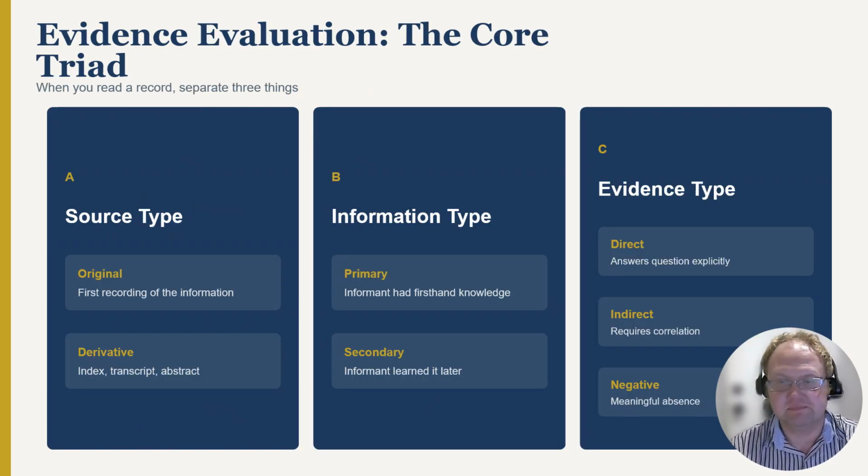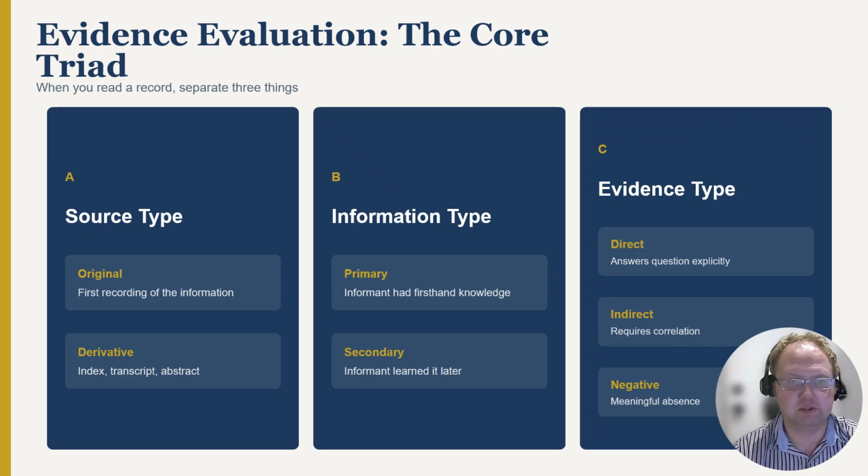All right, evidence evaluation, which I mentioned earlier. Looks like we got to that a lot sooner than I expected. The evidence evaluation triage. So let's dig into evidence evaluation. This is fundamental to professional genealogy. When you examine any record, you need to separate 3 things: the source, information, and evidence.